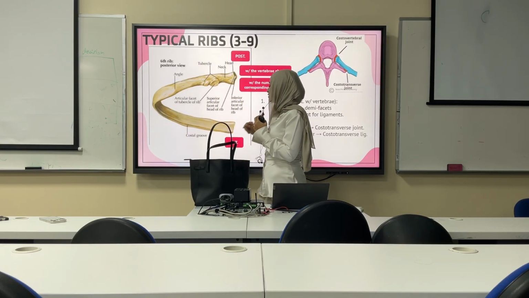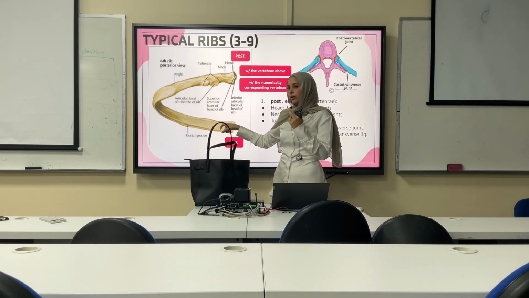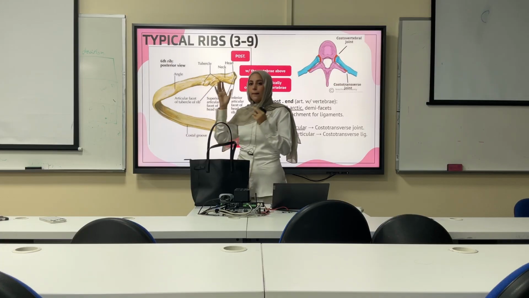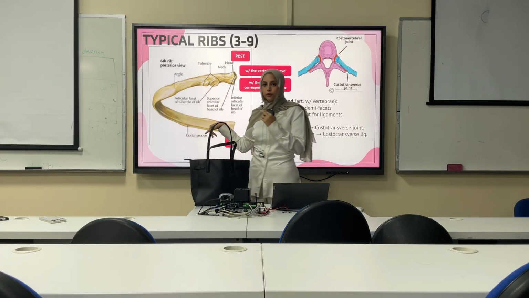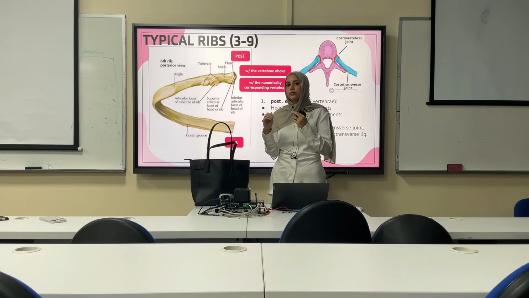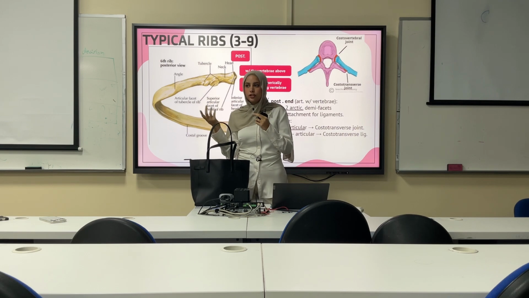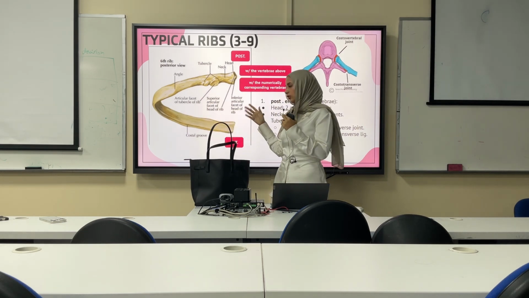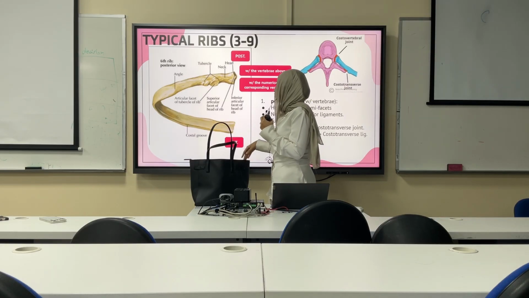And then what else? We have the whole thing, which we call the shaft. In the mid part and inferior part of the shaft, we have the costal groove. What goes in the costal groove? The intercostal neurovasculature, right? And then we have the anterior articulation.